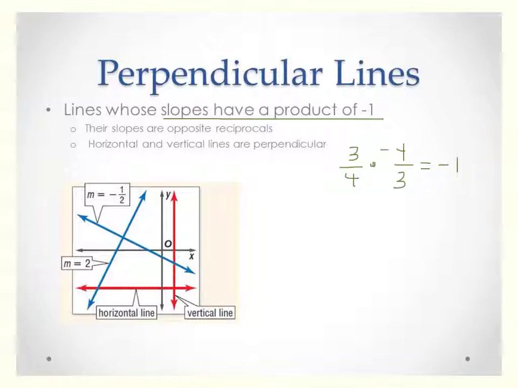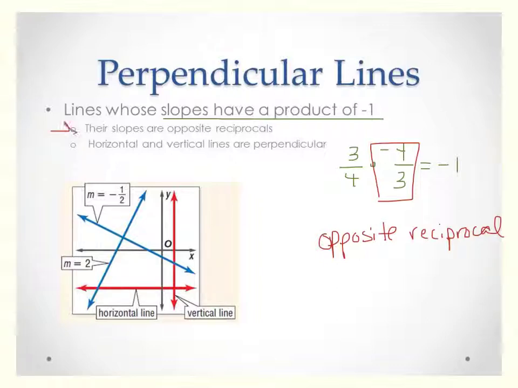Now, I have a slightly easier way to remember what in the world this is. It is the opposite reciprocal. Okay, that's what I have up there. Their slopes are opposite reciprocals. So opposite refers to the sign. Notice the 3/4 was positive, and so we had to make the 4/3 negative. And then you know that reciprocal is that you're going to flip your fraction.